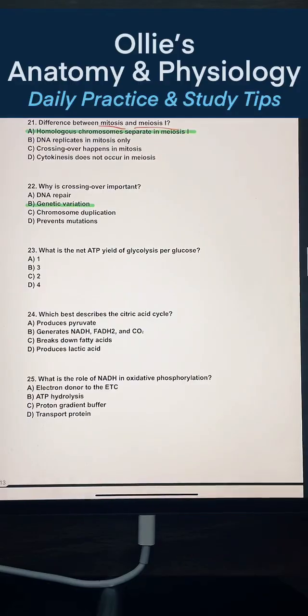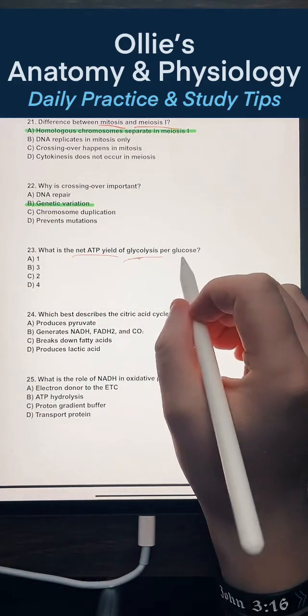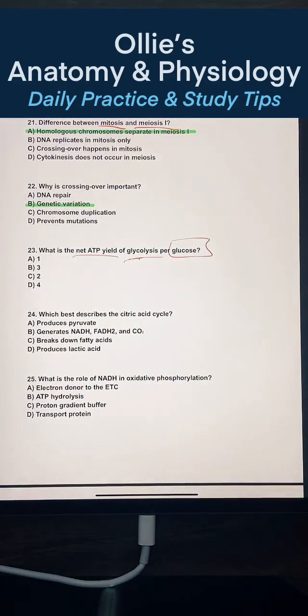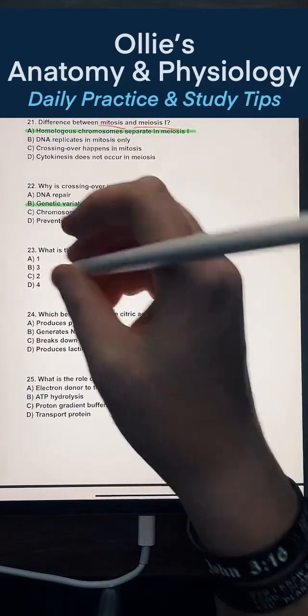Number 23, we have glycolysis. What is the net ATP yield of glycolysis per glucose? A, B, C, or D for number 23. What do you guys think that one might be? I'll give you guys another moment to answer.